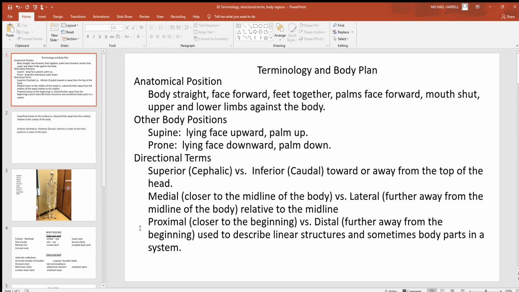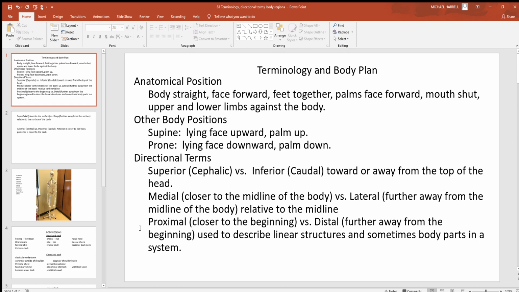After that, we have proximal and distal. Think of these as closer to the beginning or further away from the beginning. Now, often when you hear these two terms used is on the upper and lower limbs. Look at an upper limb, right? We're not going to call that an arm anymore. We're going to call that an upper limb.